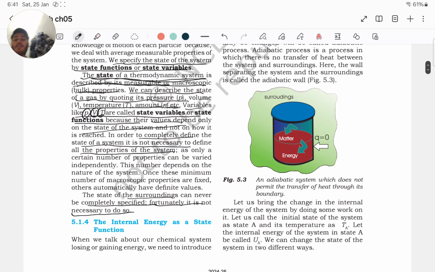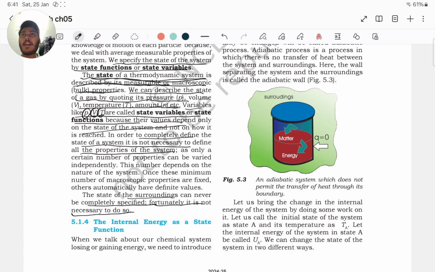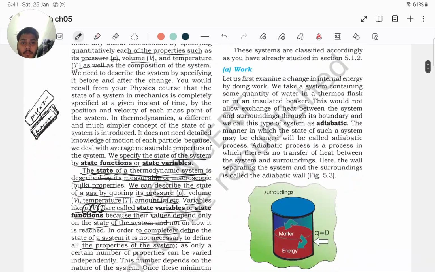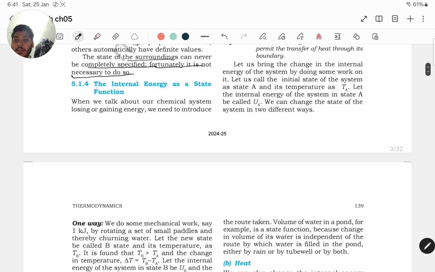have an idea. First of all, you have an idea of what a state function is. State function means there is no involvement of the path that we have to choose to reach from our starting point. It only depends on the state. Then the next topic is that the internal energy is a state function.